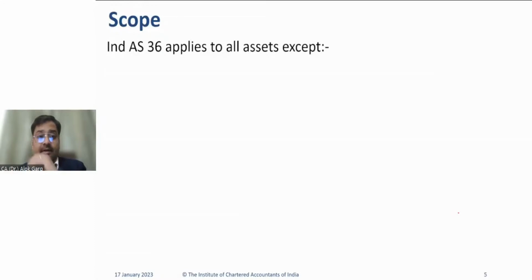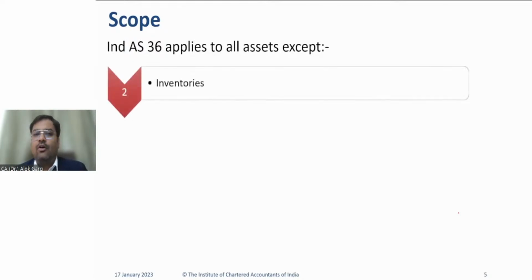Coming to the scope part, Ind AS 36 applies to all assets, but largely it is PPE, intangible assets, investment property, and goodwill. Ind AS 36 applies to all assets except inventories. On this, Ind AS 36 is not applicable because Ind AS 2 itself takes care of impairment by the formula cost or NRV, whichever is lower.